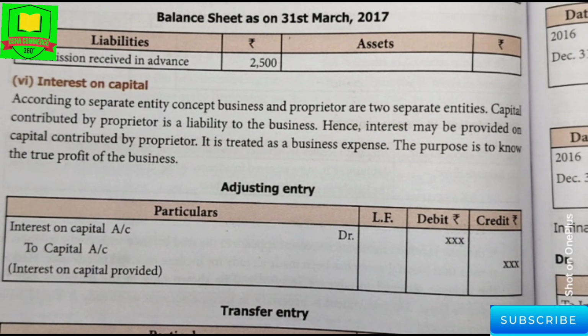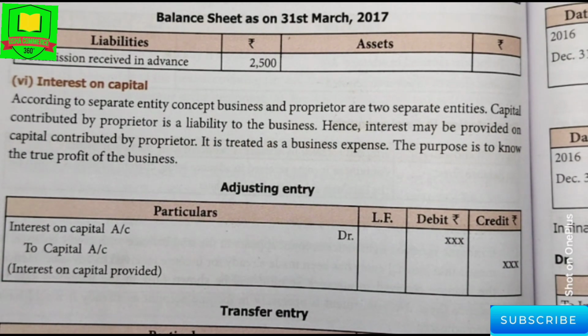So as a proprietor, I contributed 1 lakh rupees capital to the business, and as a business I have provided 4% interest for the contribution of the capital to the proprietor, which means I have taken 4% interest on capital from my business. So for the business, interest on capital is an expense if the proprietor takes interest for contribution of the capital.